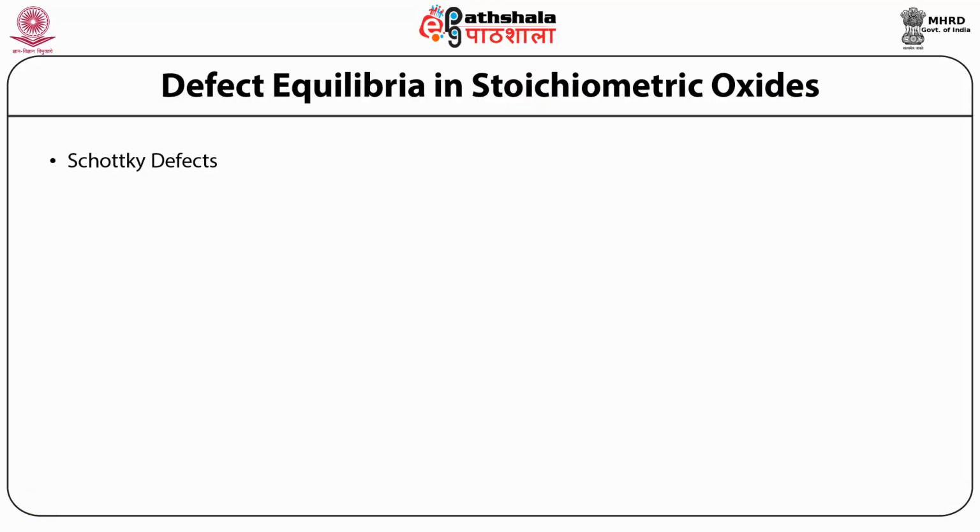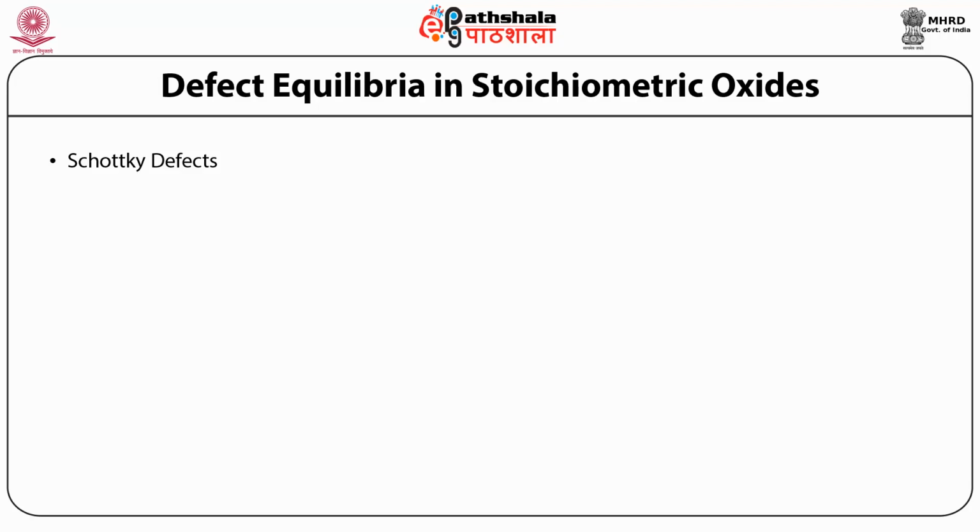So students, let us discuss defect equilibria in stoichiometric oxides. The defects which we usually consider in stoichiometric oxides are categorized into two main categories. The first is Schottky defect and the second is Frenkel defect. First we will be discussing Schottky defects for an oxide, that is MO. Here M corresponds to any metal and O corresponds to oxide. So let us discuss the Schottky defects.